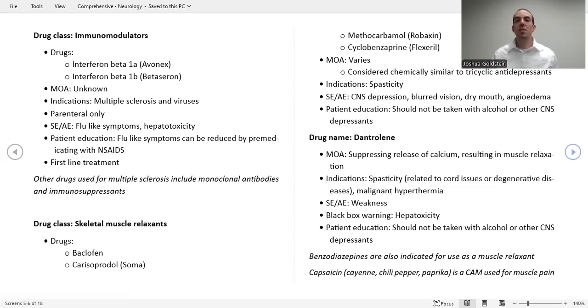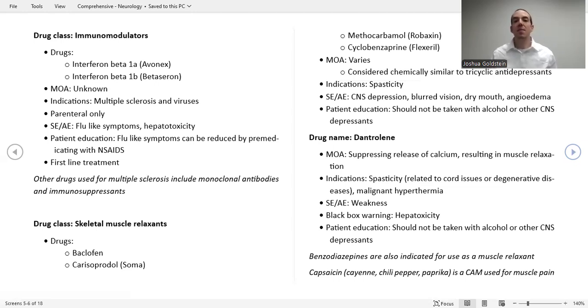And by suppressing the release of calcium, we get muscle relaxation. We use this for the same spasticity that we just talked about, less commonly than the regular skeletal muscle relaxants. However, this one is also used for malignant hyperthermia, which we're going to learn about in a little bit.